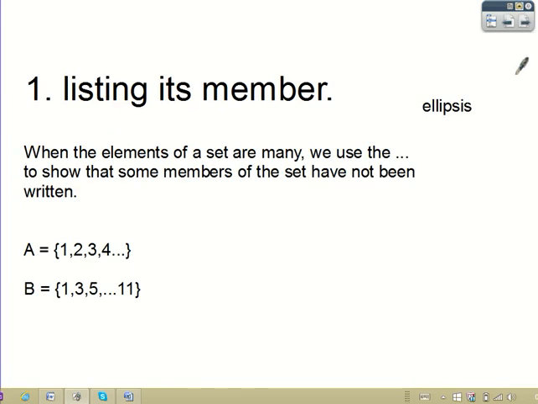When we list the members of a set, and there are many, we can use the ... Here we see 3 dots, which is called an ellipsis. So these 3 dots, when you see them, are called an ellipsis. And we can use the ellipsis to show that some members of the set have not been written.